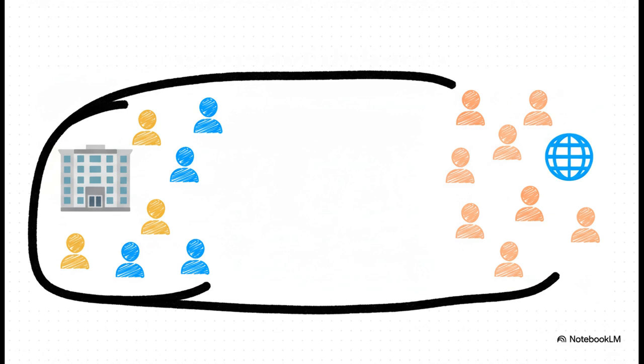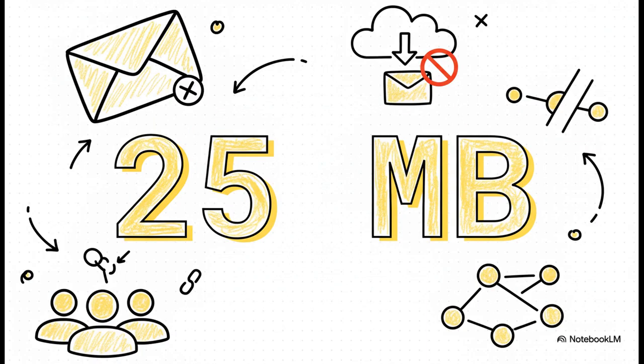So let's just make it super clear. Internal folks, they're inside your digital house, part of your workspace. External folks, they're everyone else. And this distinction matters because Google treats these two groups completely differently. And pretty much all the tricky limits we're going to talk about apply to how you email and interact with external users.